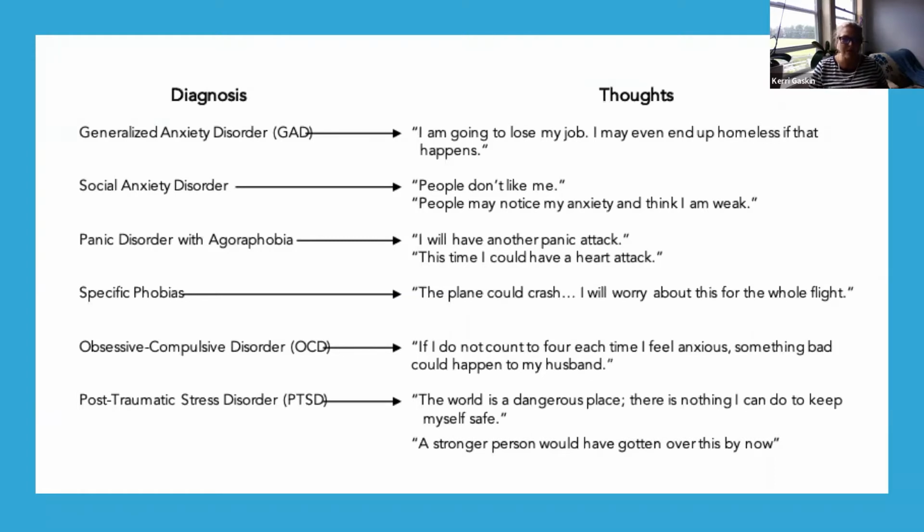So for example, if we look at panic disorder with agoraphobia, you might have the thought, I'm going to have another panic attack. This time I might have a heart attack. With social anxiety disorder, you might say something like, people don't like me, or people may notice my anxiety and think I'm weak, and so on, right down through post-traumatic stress. So you can see that each disorder has a specific kind of thought associated with it. When you go to a practitioner for a diagnosis, they may ask you, have you ever thought something like this? And this is helpful in diagnosing the type of anxiety disorder you are dealing with.